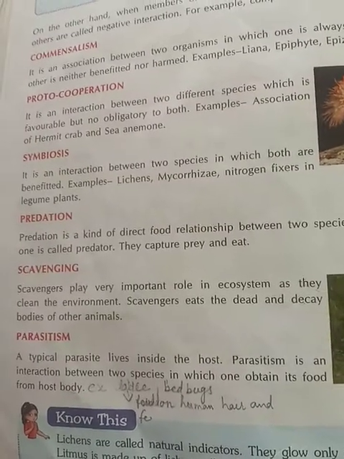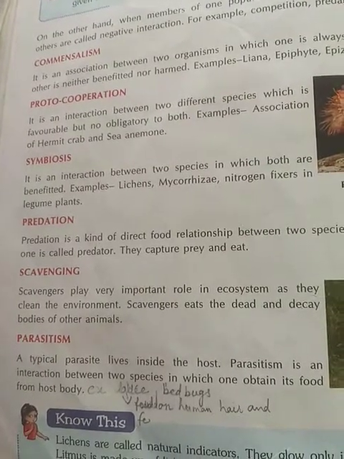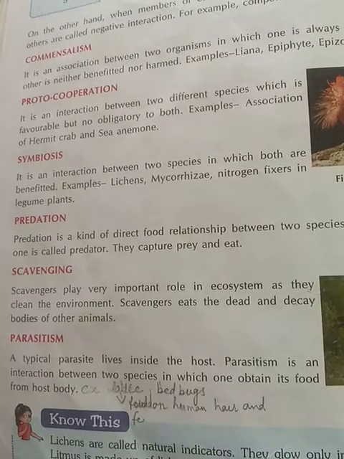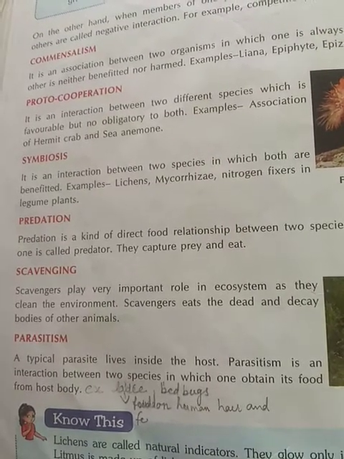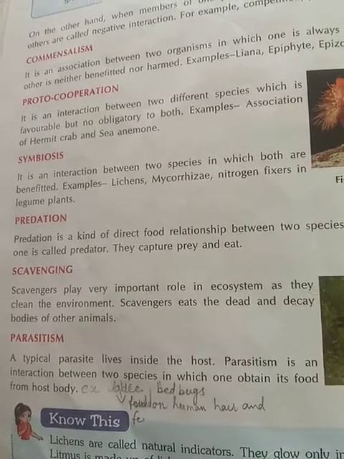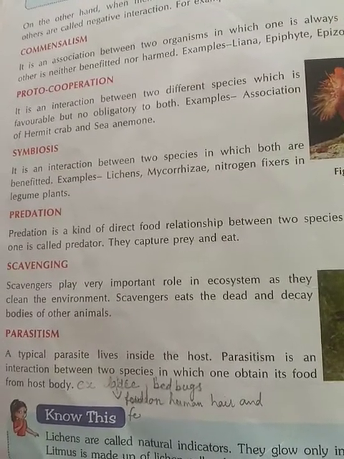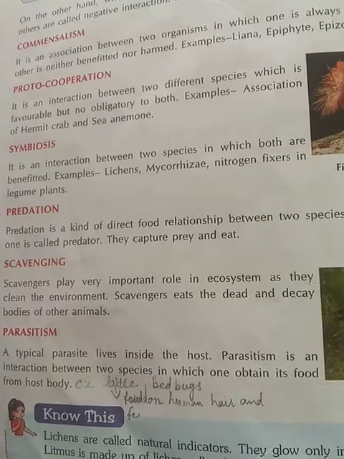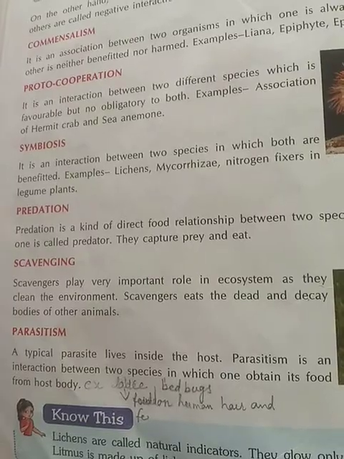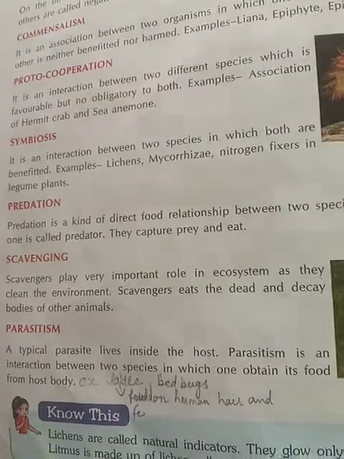Scavenging. Scavengers play a very important role in the ecosystem as they clean the environment. Scavengers are also known as environment cleaners. These scavengers eat the dead and decayed bodies of other animals. For example, you have seen, children, crows and eagles eating the dead bodies which are often found lying on the roads.